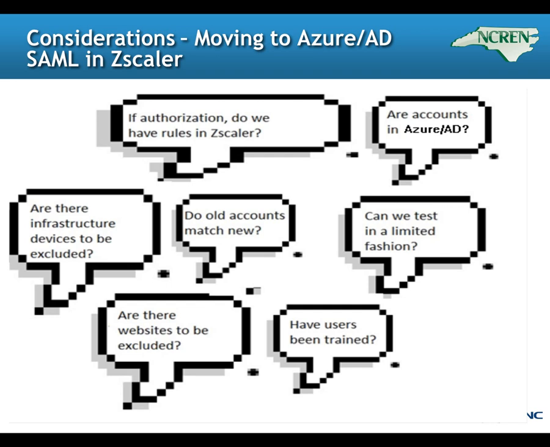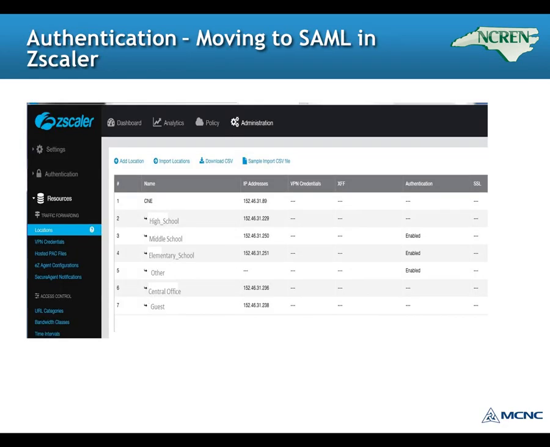Do we need to exclude websites from authentication, outbound or destination websites? Do we need to exclude any of those from the authentication process? If we're going to do authorization based on groups, or well, departments in this case, do we have rules in Zscaler, and do we have that department field populated in Azure? So those are some things to think about if you're considering moving to Azure Active Directory.